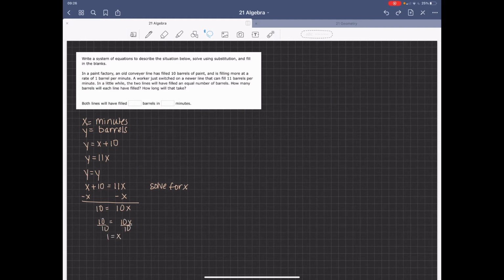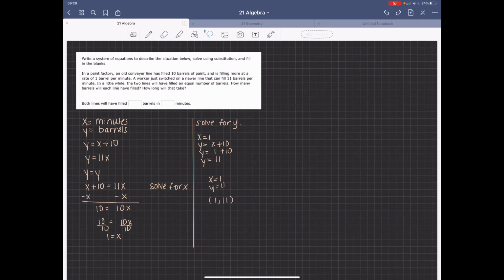So now that I know that X equals 1, we're going to solve for Y. We're going to substitute X equals 1 into one of the original equations. I'm just going to use Y equals X plus 10. I always just use the first equation. So in this case, you're going to say Y equals 1 plus 10, and then Y equals 11. So now I know that X equals 1, Y equals 11.